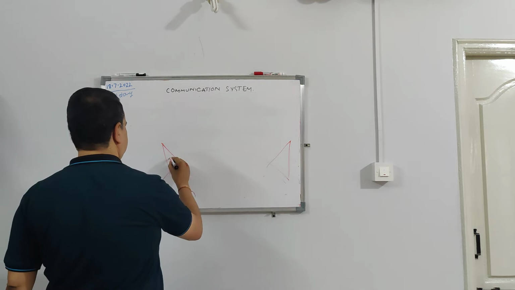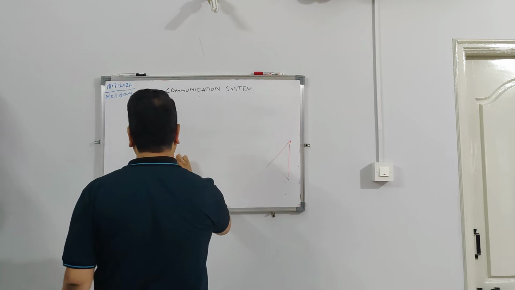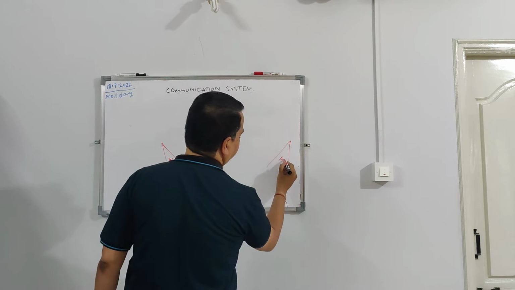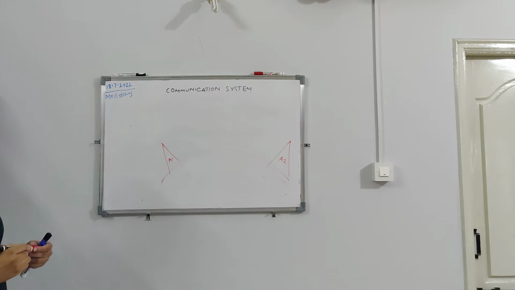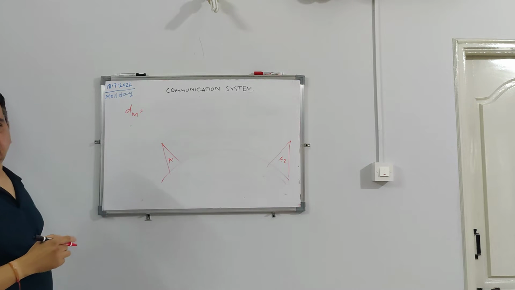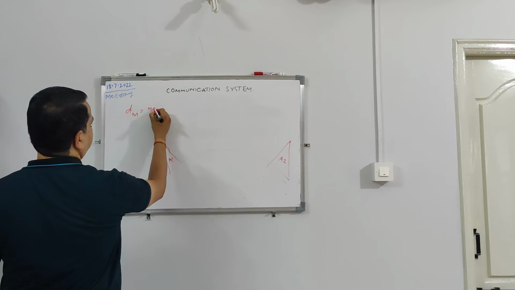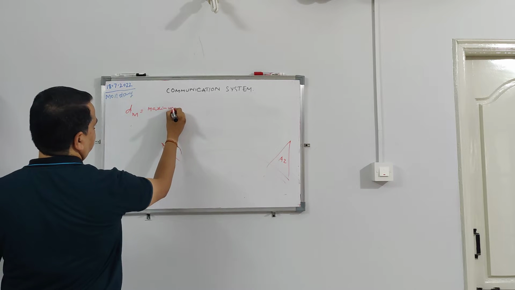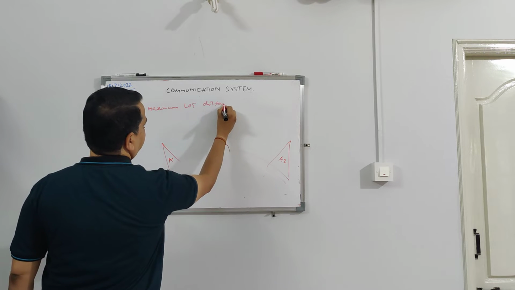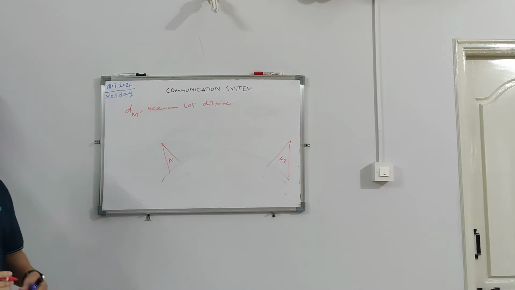Let us say this is antenna number one, and this is antenna number two. There is something called your DM. That is your maximum LOS, line of sight distance, that the radio wave can travel.